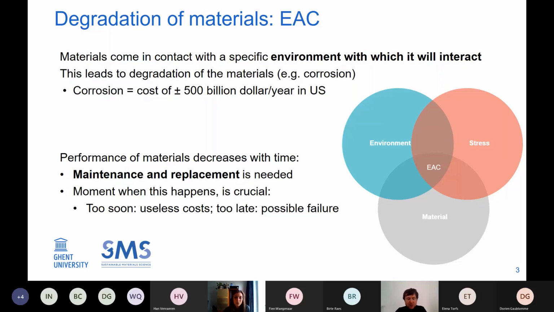The performance of materials will decrease with time because it will degrade with time due to the interaction with the environment, and therefore maintenance and replacement is needed. However, the moment when you do this is quite crucial. If you do it too soon, you have useless costs, and if you do it too late, you have possible failure. In the end, you have three parameters that interplay. You have a specific environment, a material, and then a stress to which the material is experiencing. And these three parameters can lead to environmental assisted cracking, the center of these three parameters.